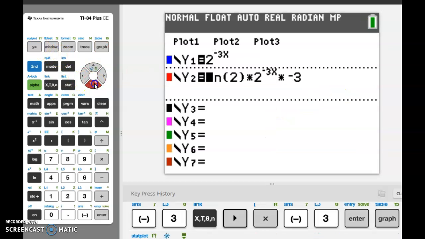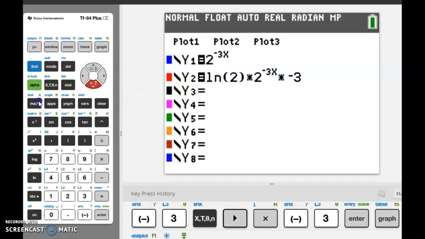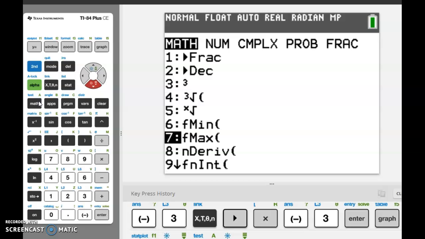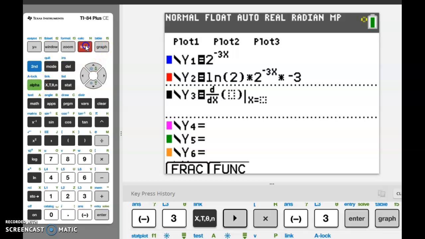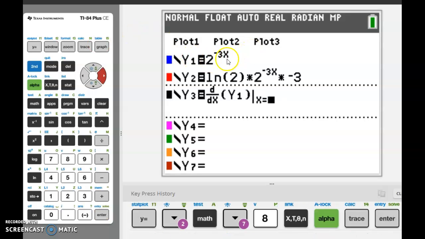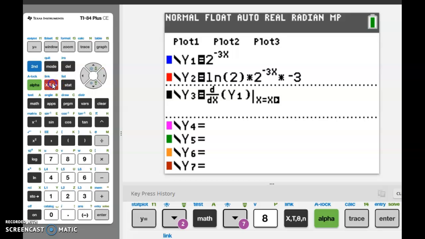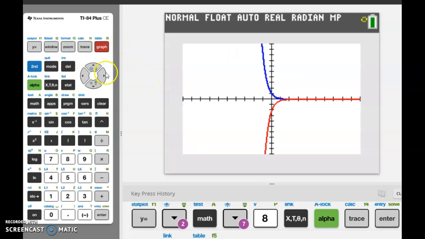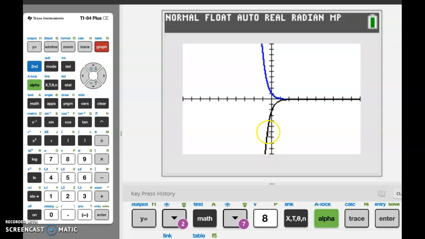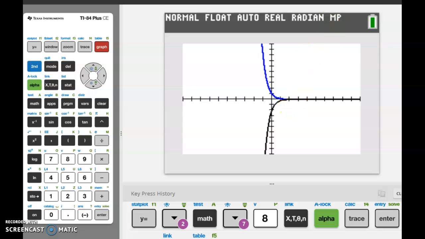Now if I go to y equals into a new equation, I can actually go to math and find the derivative and hit dx, just like I did in the previous lesson, alpha y1, alpha trace to grab y1. I'm looking at the top equation, and you can actually put where x equals x. And if I did the correct derivative, my black curve will lie directly on top of my red curve. Now it takes the calculator a little thought process, and what you're doing is you can double check that you have the correct derivative, and we do. You don't see the red curve anymore because the black one is directly over it.